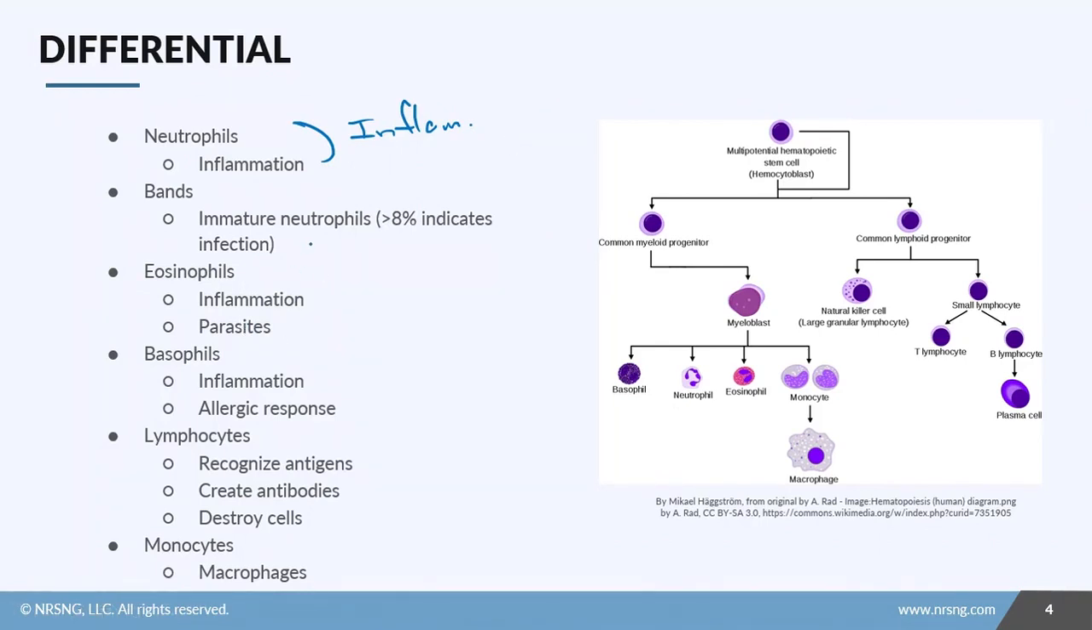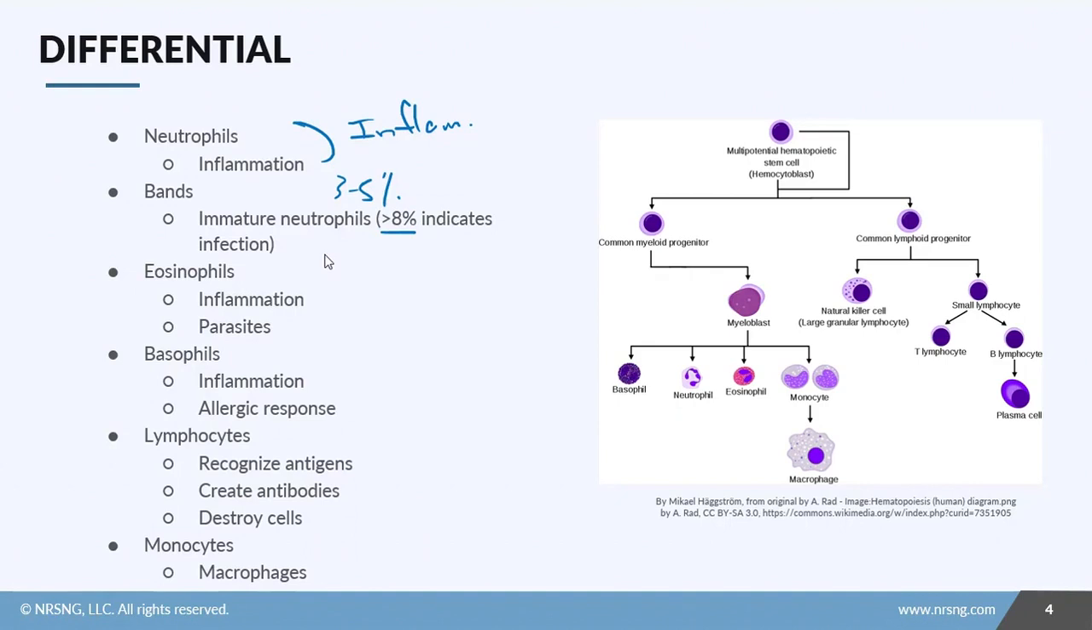The next one you're going to see is bands. Like we said on the other slide, bands are an immature neutrophil, and they're normally in that 3 to 5% range. But if you have this left shift, or the indication of some sort of infection or inflammation, you're going to see something greater than 8%. The thing that you recognize is that it is called the left shift. So when you hear, hey, left shift in the bands on a differential, you understand what that means. What it means is there's an overall stimulation by the immune system to produce more neutrophils for some sort of infection.